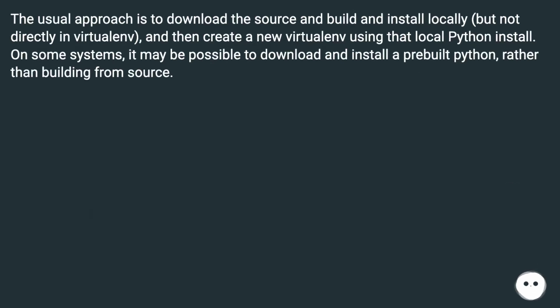The usual approach is to download the source and build and install locally, but not directly in Virtualenv, and then create a new Virtualenv using that local Python install. On some systems, it may be possible to download and install a pre-built Python, rather than building from source.